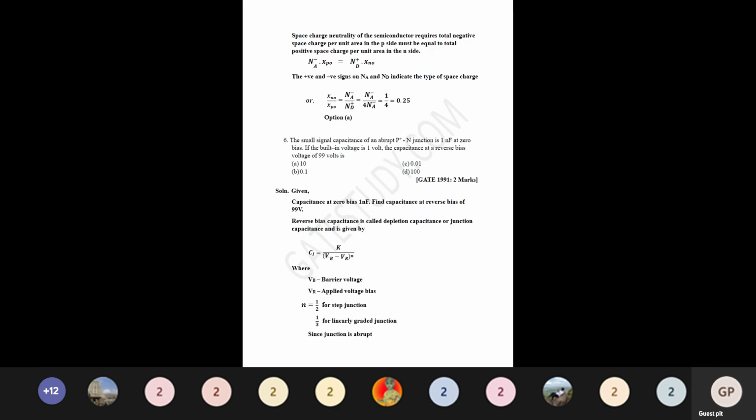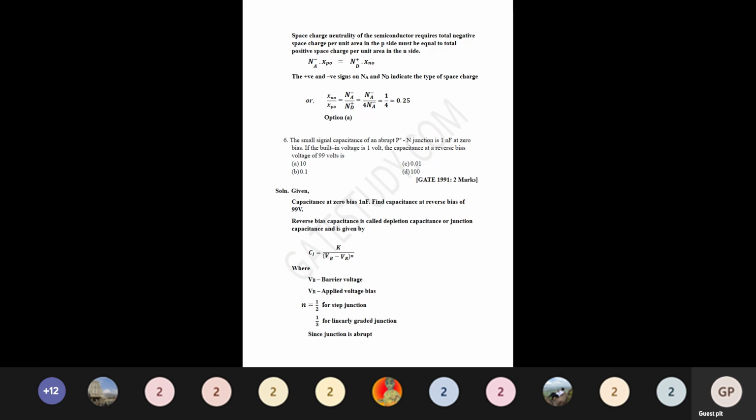The solution is, capacitance at zero bias is 1 nanofarad. We have to find the capacitance at reverse bias of 99 volts. The reverse bias capacitance is called depletion capacitance or junction capacitance, and it is given by Cj = K / (Vb − Vr)^n. Vb is the barrier voltage, Vr is the applied bias voltage, and n is equal to 1/2 for the step junction, 1/3 for linearly graded junction.